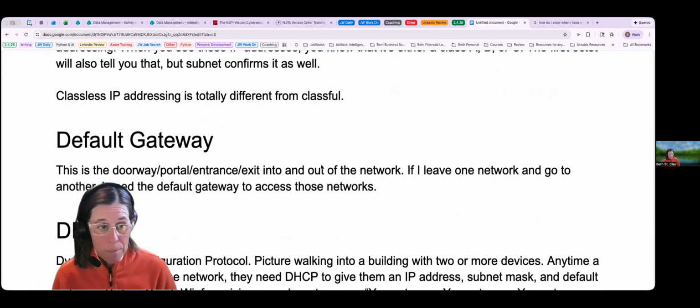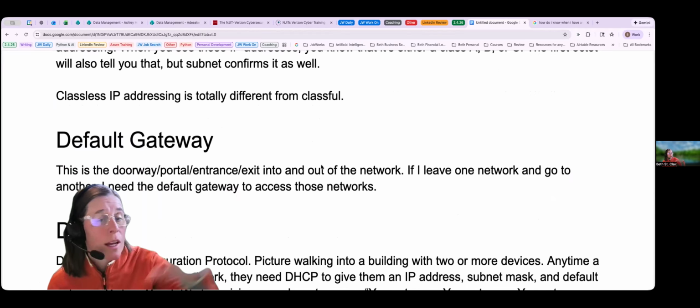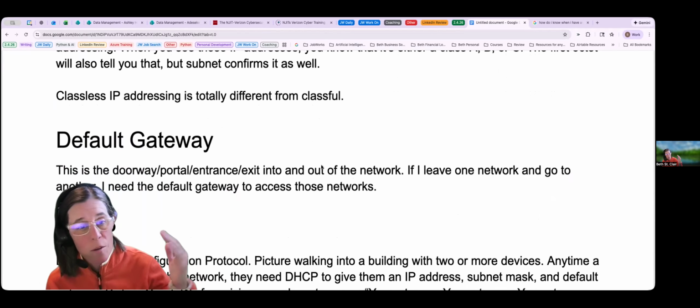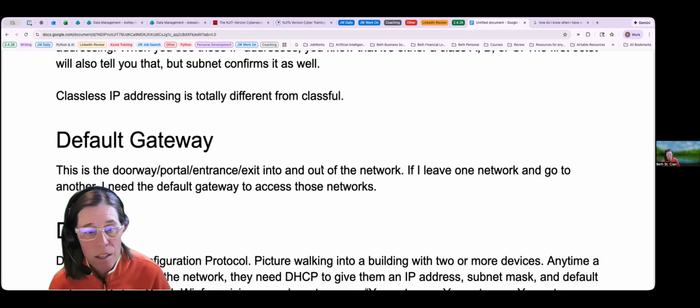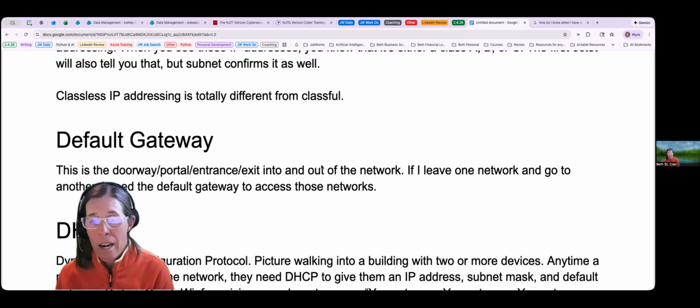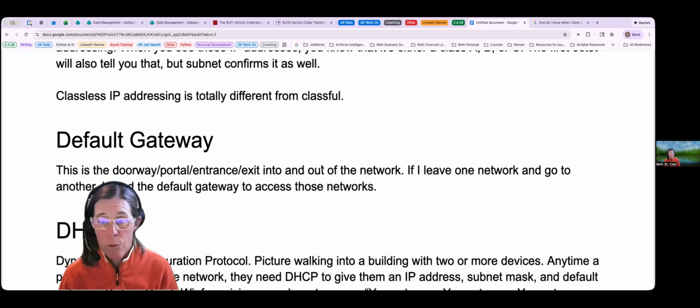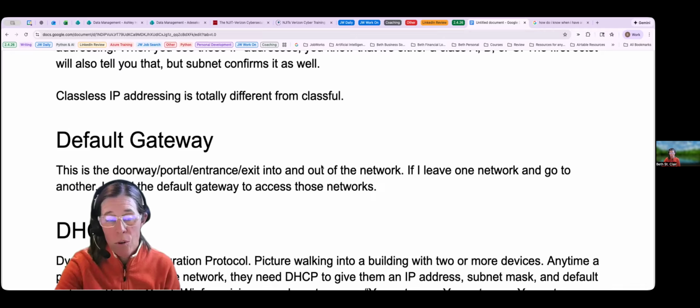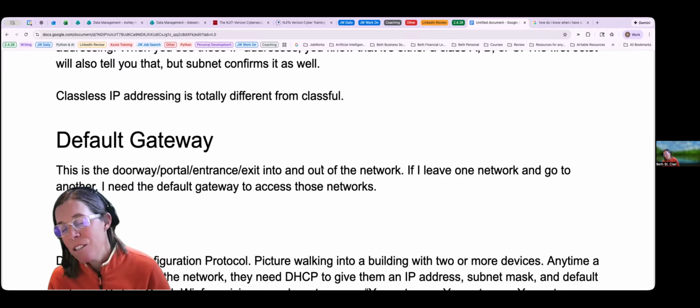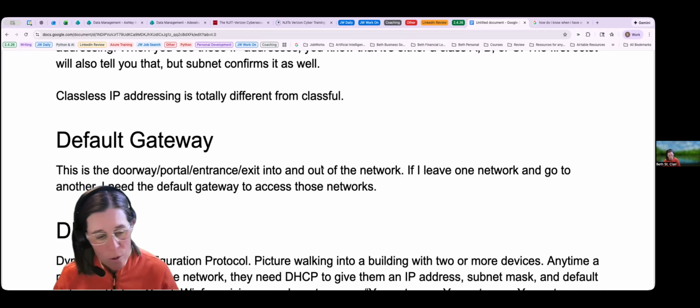Okay, default gateway. This is the doorway. You could call it any one of these things. It's the doorway or the portal or the entrance and exit into and out of a network. So if I go over to someone's house, I have to enter through the default gateway. I have to open the door into their house. Pretend that's the only door that they have. They don't have a back door. They don't have sliding glass doors. They don't even have windows. If I think of it that way, that is the only entrance into or out of their house. That's what a default gateway is.